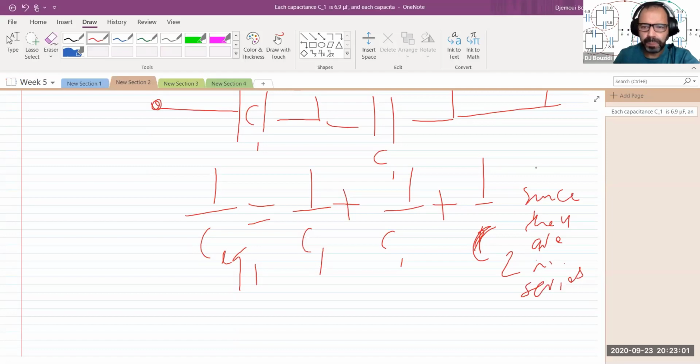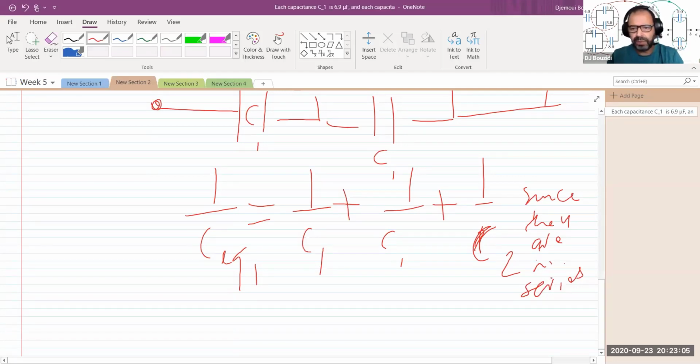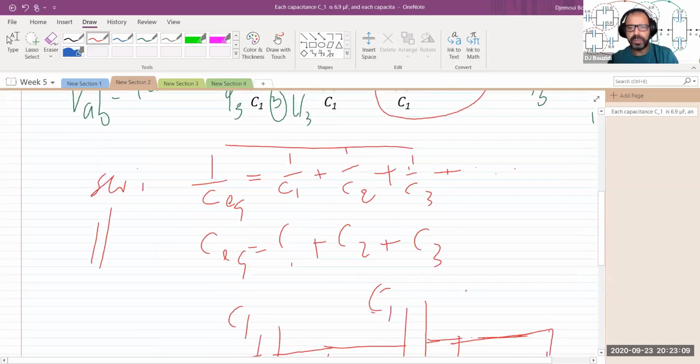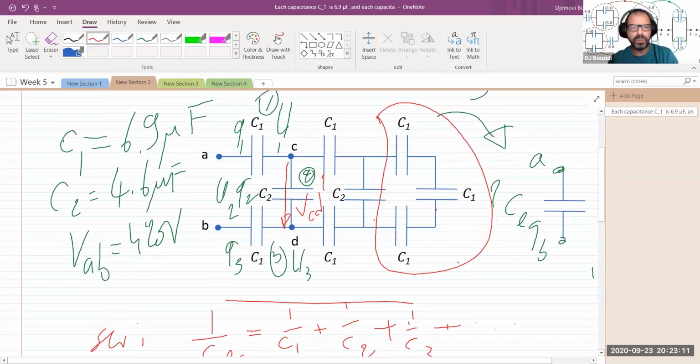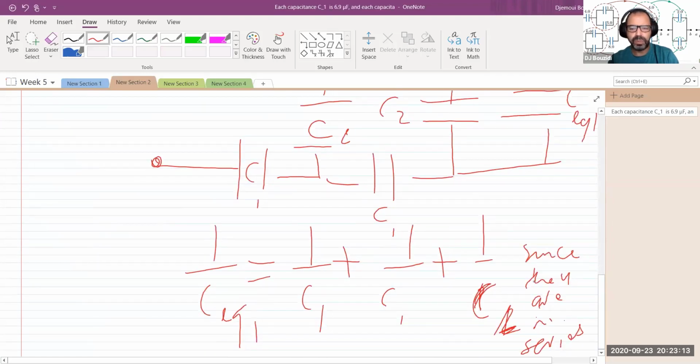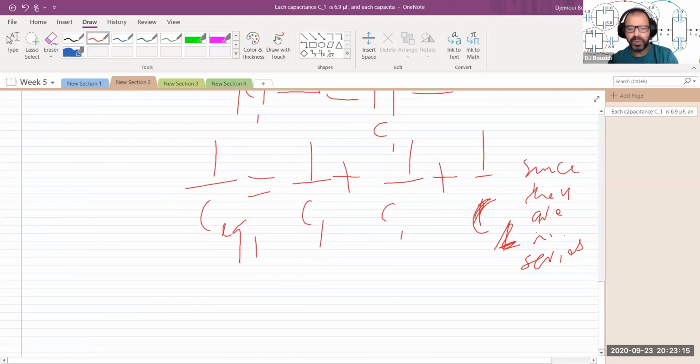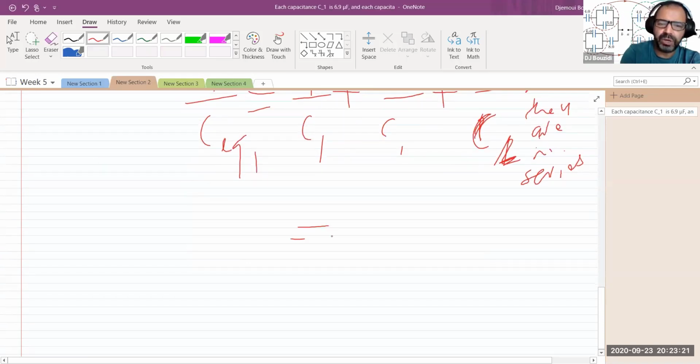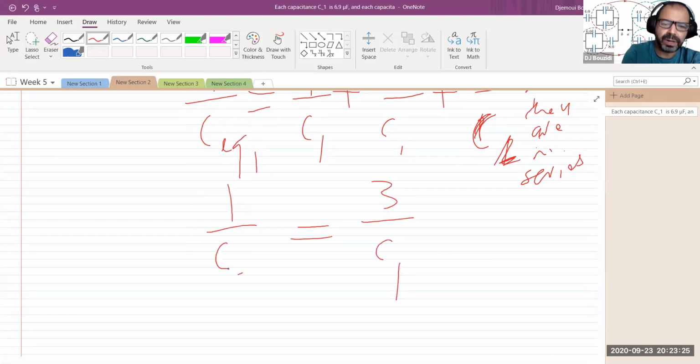Well, is it C2? There is no C2 in here. All of them are C1. Do you guys see that? All three capacitors are C1s in here. So 1 over C1 plus 1 over C1 plus 1 over C1. The common denominator is C1, so this is a simple algebraic operation that gives me 3 over C1. At this point, it's algebra.